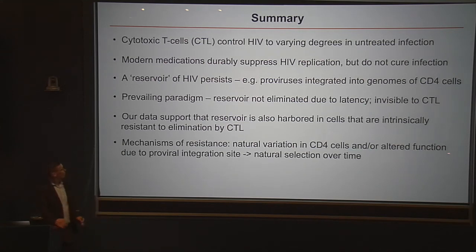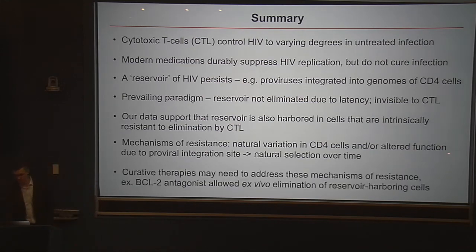And the second thing that we propose is that the proviral integration site, if it happens to insert in something like genes of the proteasome or something else that's important for antigen presentation, might have a durable influence on how well we're able to recognize and kill that cell. So we propose that curative therapies may need to address some of these mechanisms of resistance. For example, this BCL2 antagonism, and maybe if we bring this into play, we could finally achieve these reductions in the reservoir in people living with HIV.